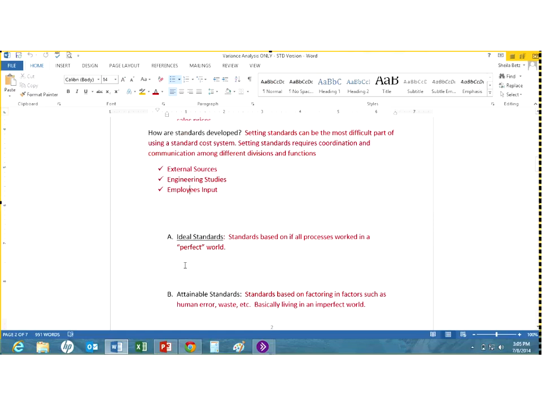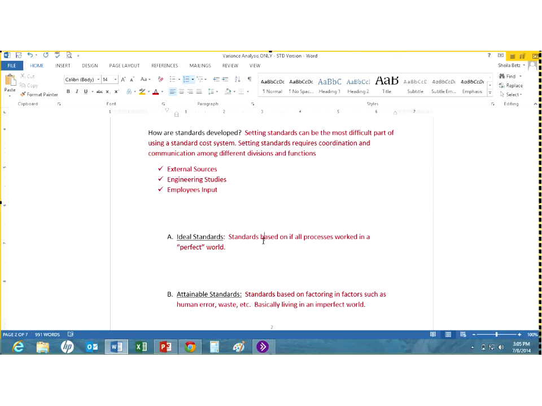There's two types of standards out there. There's ideal standards and attainable standards. Ideal standards would be what would be the price we would pay and what would be the amount we would use if we worked in a perfect world. If every employee came to work ready to go, putting their best output out there, if every machine never broke down, if every time we talked with the supplier they said, guess what, we're going to give you a good price today, or guess what, we're not increasing our prices this year, that's the ideal standard.